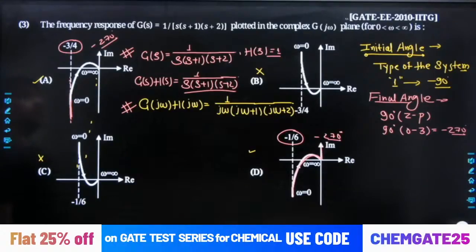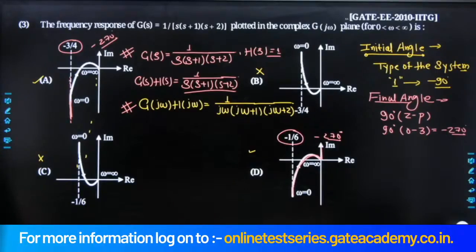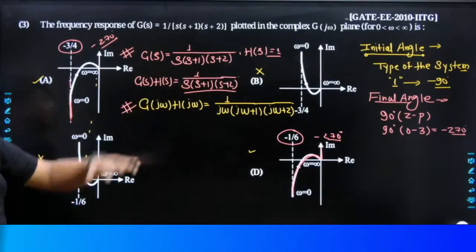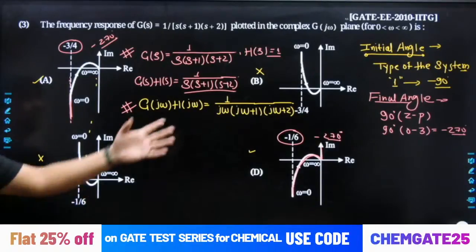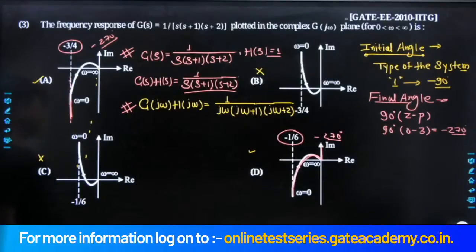So at least out of the 4 different options, we could rule out option B as well as option C in terms of their final angle as well as the initial angle. Their initial angle had been somewhere plus 90, similarly plus 90, which is not true, and even their final angle were somewhere plus 270, which was not true. So you had been left with option A and D only.